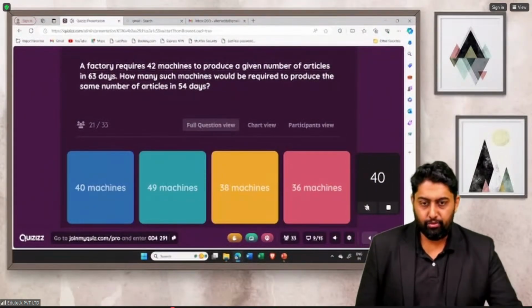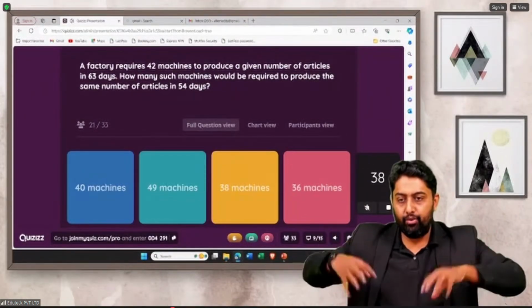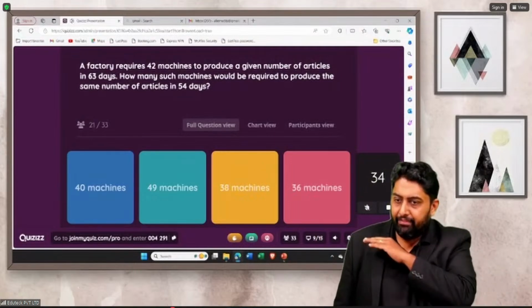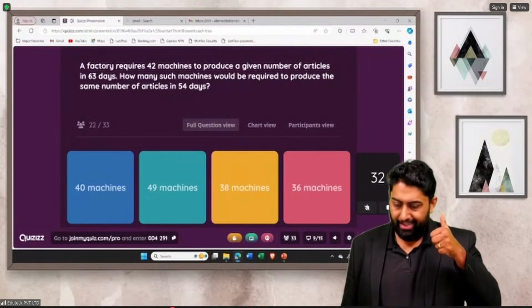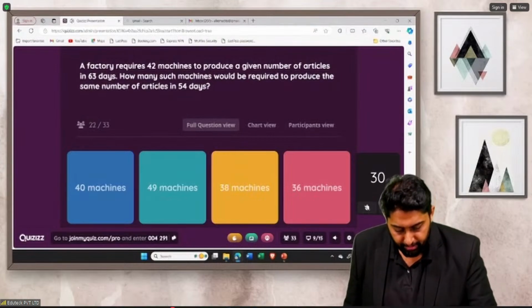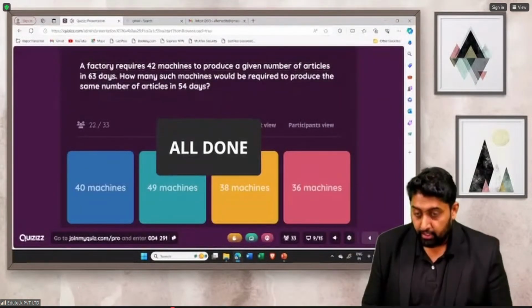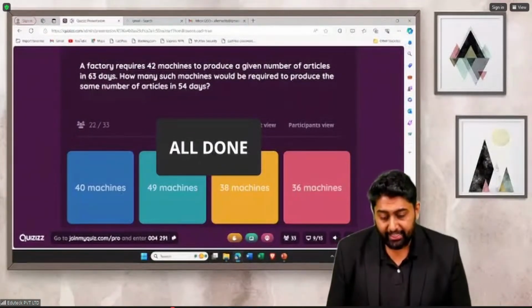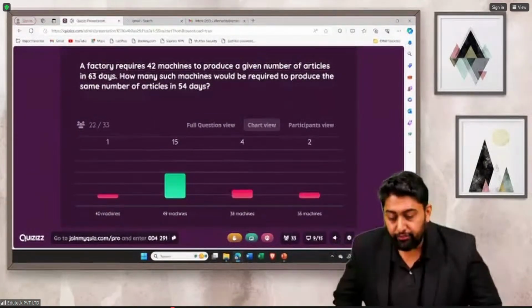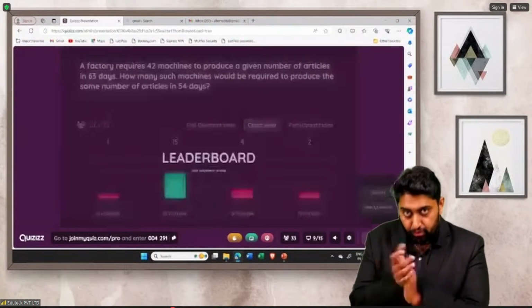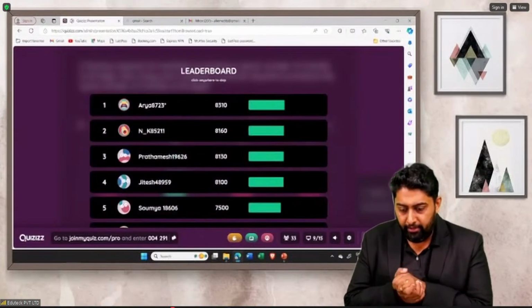Okay, so with that being said that no one is still left, I'll stop the timer and we'll end with the question. Okay. Last call. 3, 2, 1. So let's see what was the correct answer. The correct answer was 49 machines, which is given correctly by 15 of them. Good job. Let's see the leaderboard.